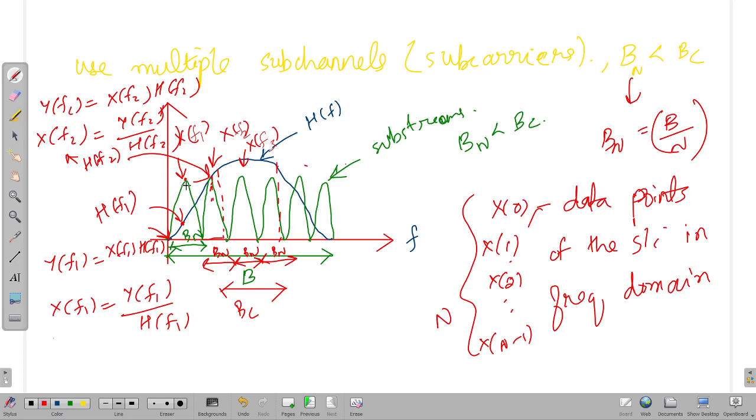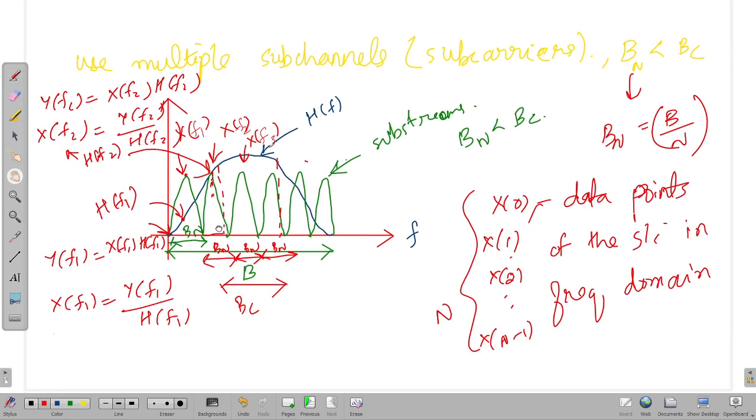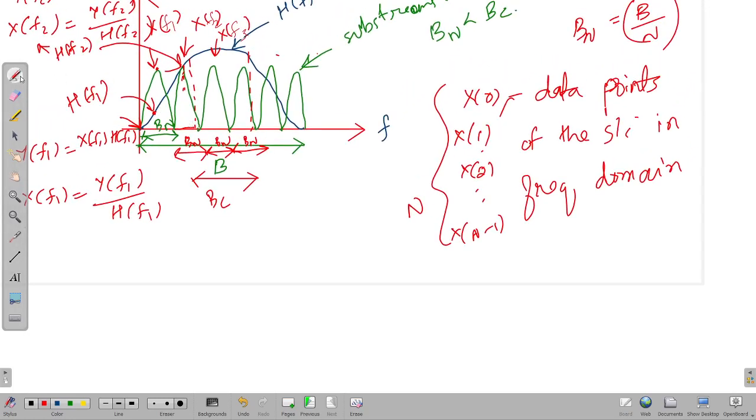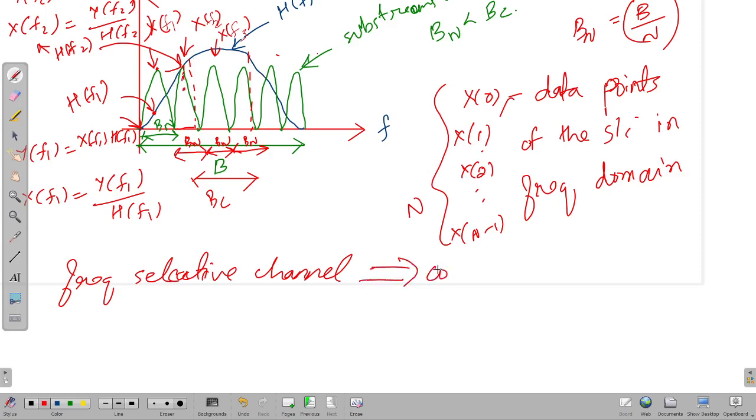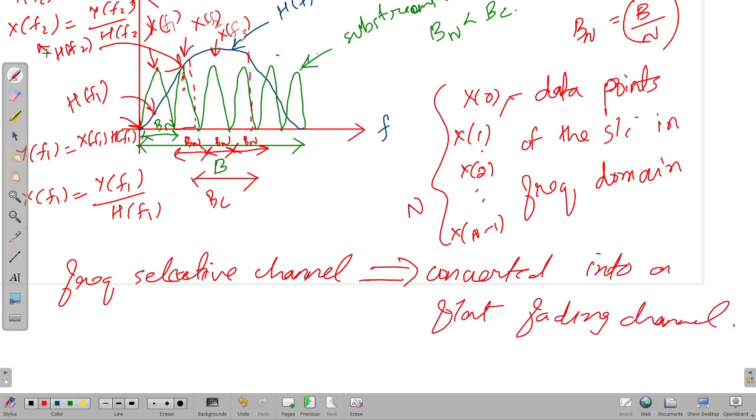And the data rate of each of these streams is much lesser than the incoming data stream. So what really happens is that the frequency selective channel, which means at different frequencies the channel has different values of channel impulse response, is getting converted into a flat fading channel, right?